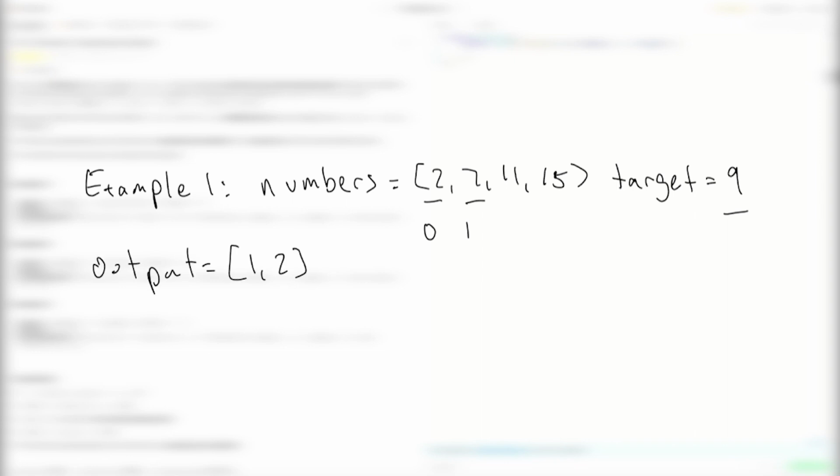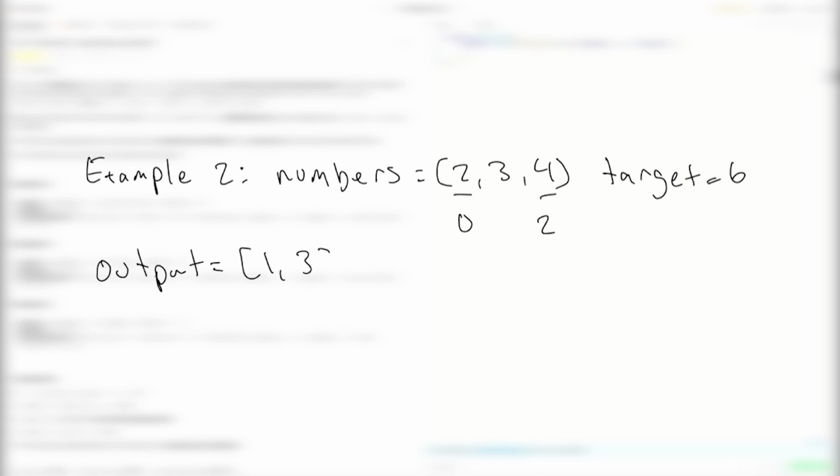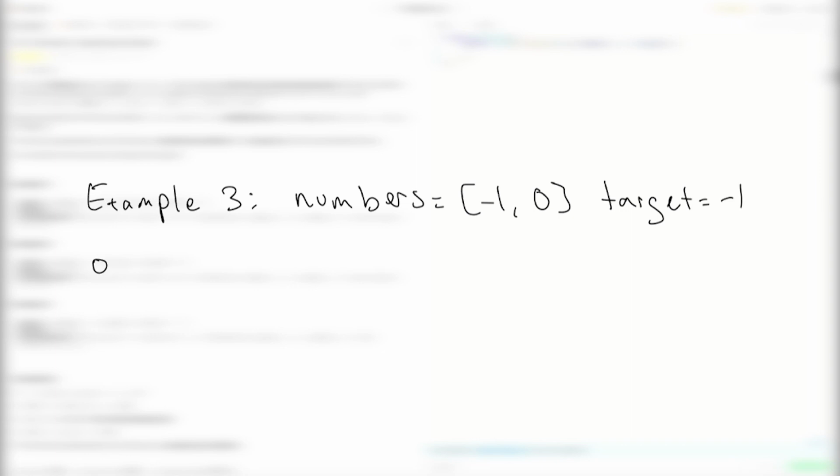Let's take a look at the next example. In the second example, we're given a numbers array equal to [2, 3, 4], and the target is going to be 6. So this one, we're obviously looking for something that's going to equal 6. In our case, it's going to be 2 and 4, which is equal to indexes 0 and 2. And we need to add 1 to those. The output is going to be [1, 3]. Again, nothing too crazy. Let's take a look at the final example. Example number 3, we're given an array of [-1, 0], and the target is -1. Obviously, there are only 2 indexes here, so the output would just be [1, 2], and that is as simple as that.